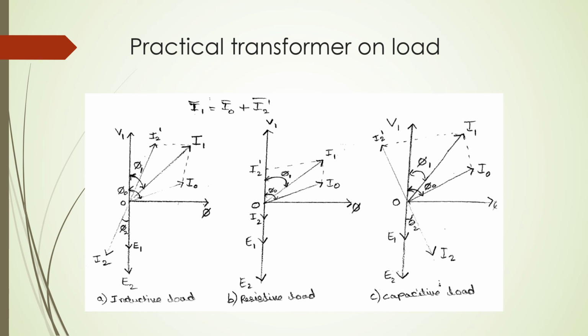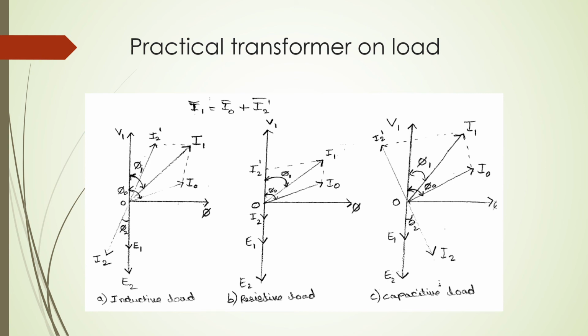Now coming to the practical transformer on load. When the transformer is loaded, the current I2 will flow through the secondary winding also. The magnitude and phase of I2 is determined by the load. If the load is inductive, the current will lag V2. If the load is capacitive, the current leads the voltage, and for a resistive load, the current is in phase with the voltage.